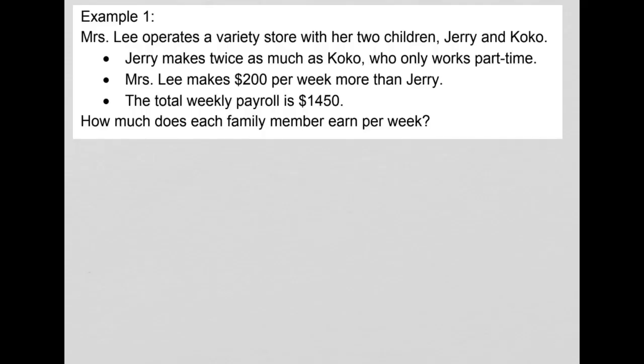That's applied to some word problems. So example 1, Mrs. Lee operates a store with her children, Jerry and Coco. So first bullet, Jerry makes twice as much as Coco. And Mrs. Lee makes $200 more than Jerry. So Mrs. Lee earns more than Jerry, and Jerry makes more than Coco. So Coco makes this amount. So we are going to say let K represent the amount of money that Coco makes.